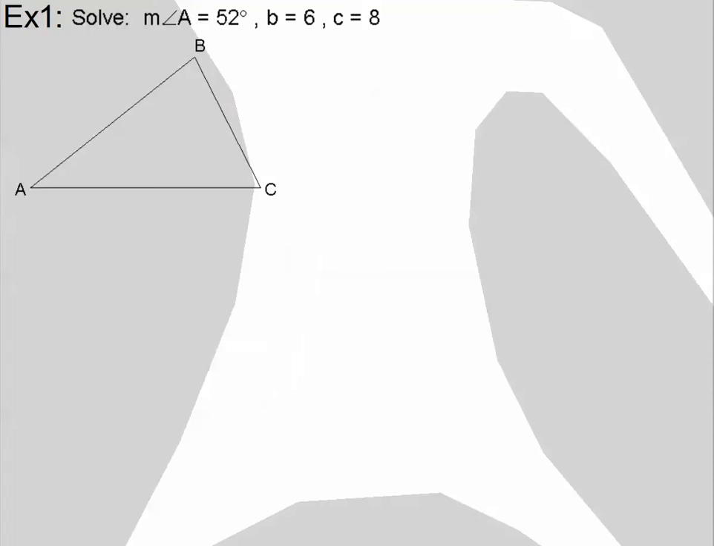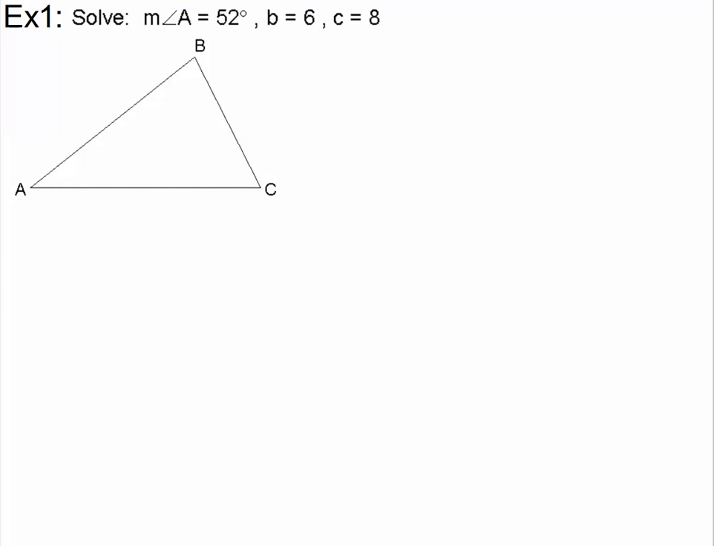So let's look at our first example. I've given you some pieces. I always have to give you the three pieces of information. Angle A is 52 degrees. Side B is 6, and we know that side B is opposite angle B, so there's my 6. Side C is 8, and I know that side C is opposite angle C, so there's my 8. The side that's missing is A, because that's opposite the angle A.